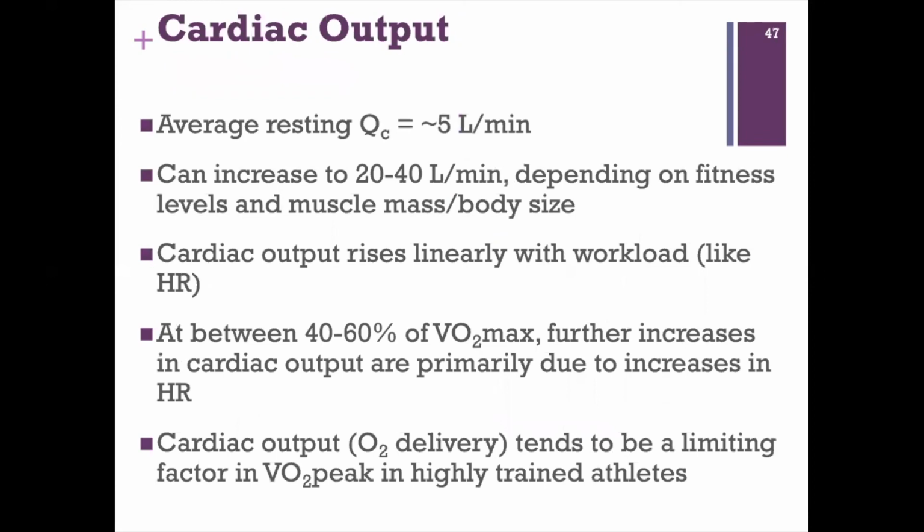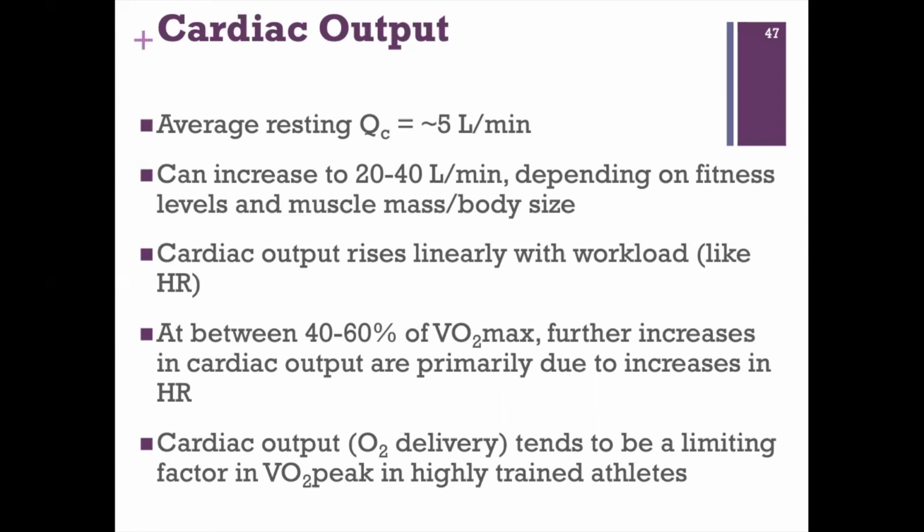So our resting average cardiac output is around 5 liters per minute, which means we beat 5 liters of blood around every single minute. And on average, we have 5 liters of blood within our body. So we really beat all of our blood around in 1 minute. When we are exercising, this cardiac output can actually increase to about 20 to 40 liters per minute, depending on what your fitness level is and how much muscle mass and what your body size is.